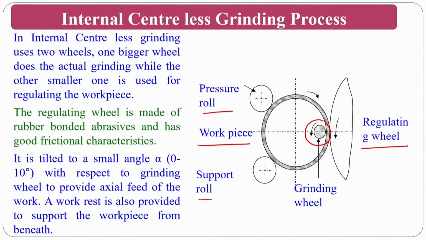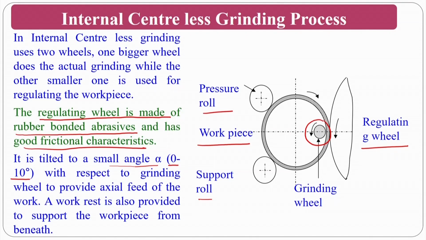Creep feed grinding: normally in a centerless grinding process, the regulating wheels, as we have seen, are made up of rubber bonded abrasives and have good friction characteristics, so that they can regulate the feed. It can be tilted at a small angle alpha, normally between 0 to 10 degrees with respect to the grinding wheel, to provide axial feed. A work rest is also provided to support the workpiece. Normally the work rest is used in the external one; in the internal centerless grinding, the work rest is replaced by pressure rolls and support rolls. These rolls act as a work rest. That is about the centerless grinding process, external as well as internal.